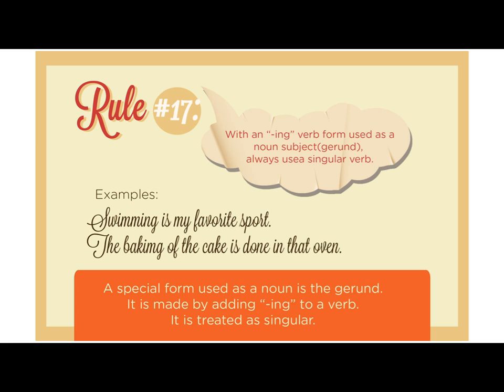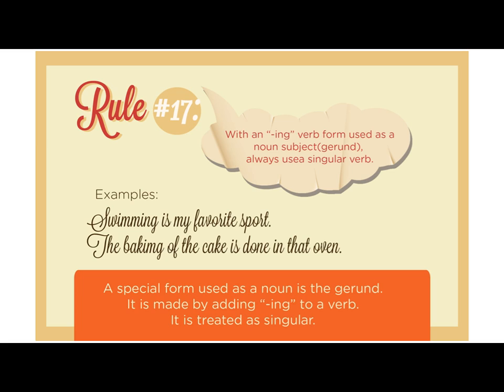Next rule, with an ing verb form used as a noun subject, that is gerund. Ing verb means gerund. Always use a singular verb. Swimming is my favorite sport. So, we have to take this gerund as a subject noun. We have to use singular verb here. So, for the gerund swimming, we are using is in the first sentence.